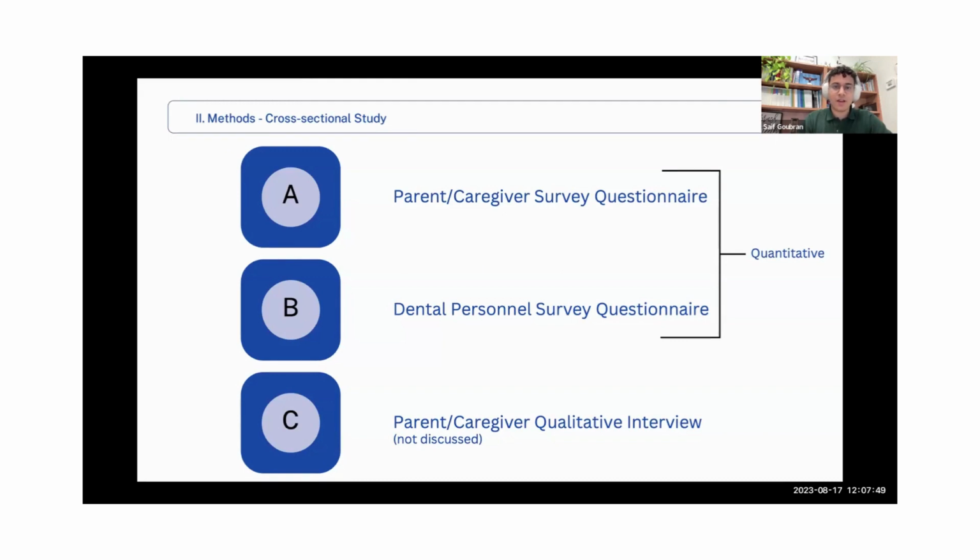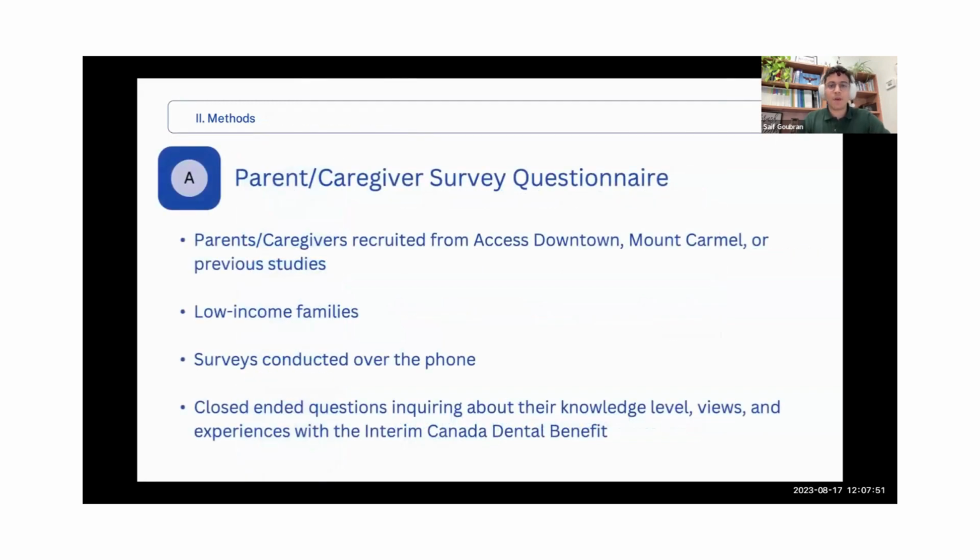So looking closer at the parent caregiver survey questionnaire, we recruited parents and caregivers from clinics such as Access Downtown or Mount Carmel Clinic, as well as from previous studies. The one requirement was that the families were low-income families. They were invited to complete their surveys over the phone, and we inquired about their knowledge level about the program, their views and experiences applying, as well as any challenges they had with the Interim Canada Dental Benefit.